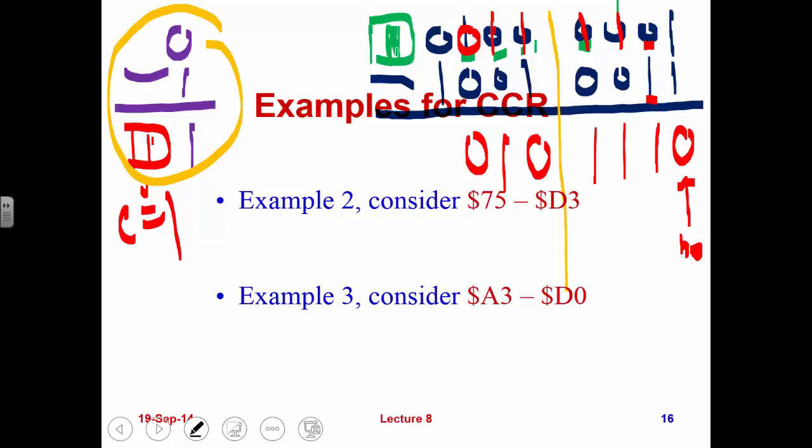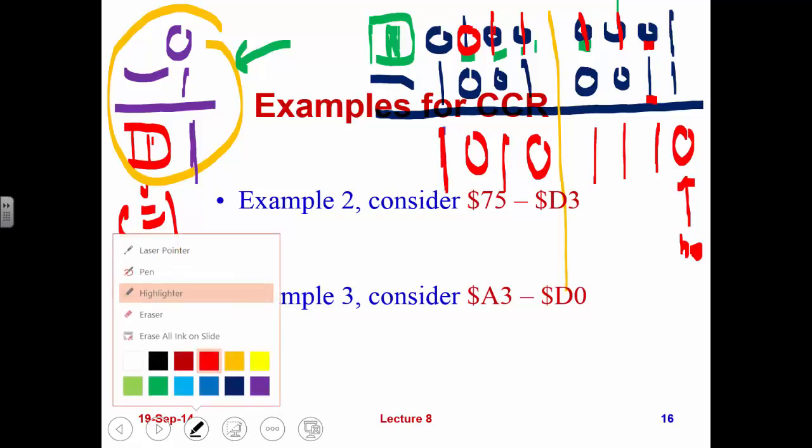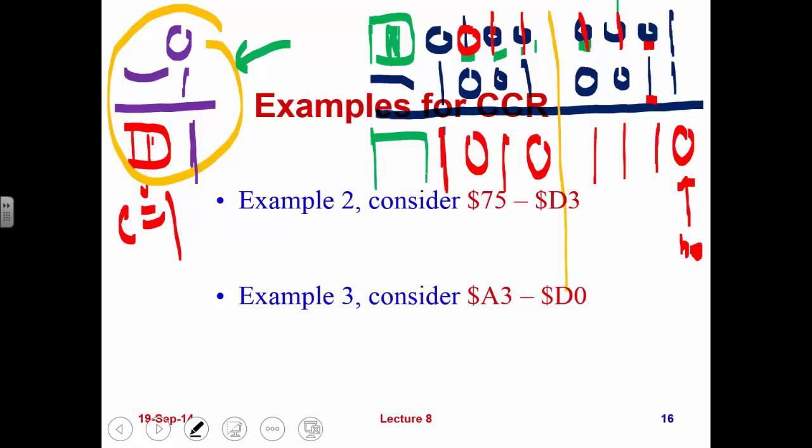You borrow from higher bits, as I show here in this algorithm. You make here 1. This bit is 1. Borrow. So this makes this bit 1. And with carry bit, the carry bit is carry bit. Here is borrow.